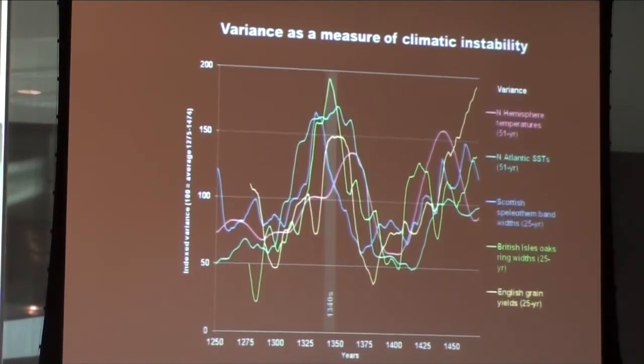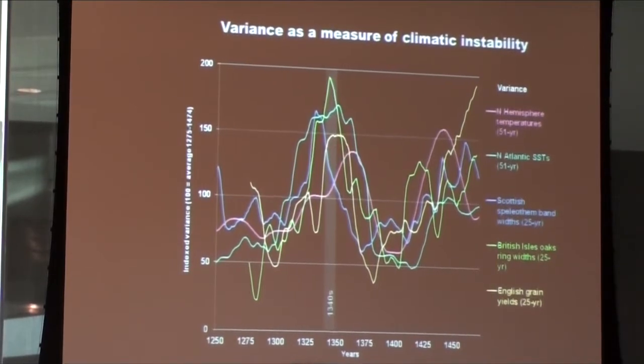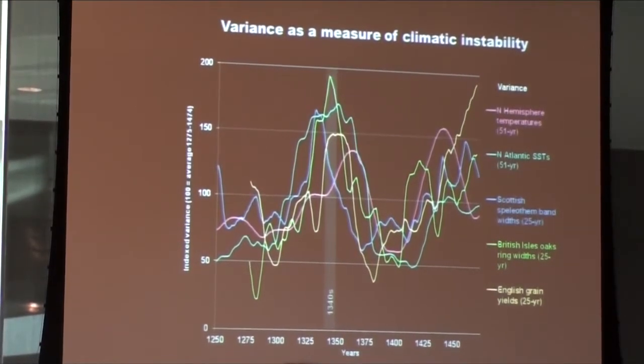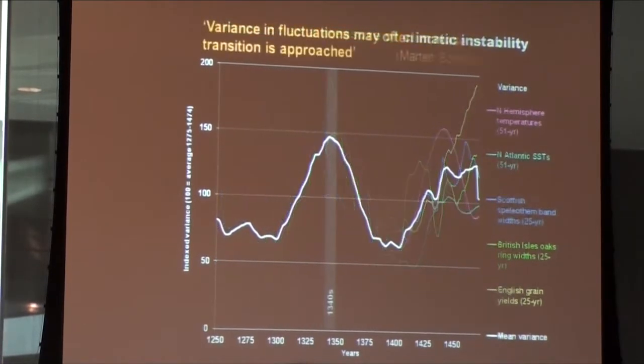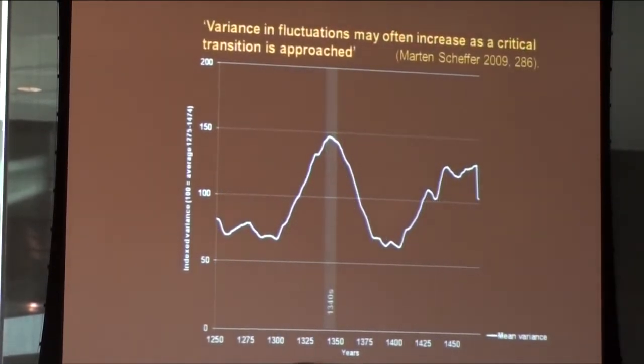And this is the variance of grain yields. I put together a 200-year grain yield series from these wonderful documents that we have from medieval England. And again, you can see that grain yields become very unpredictable in the middle years of the 14th century. And if I put an average through all of that, that is what you get, the average variance. And look at how it goes right the way up to a peak in the middle of the 14th century, in the 1340s, and right the way down.